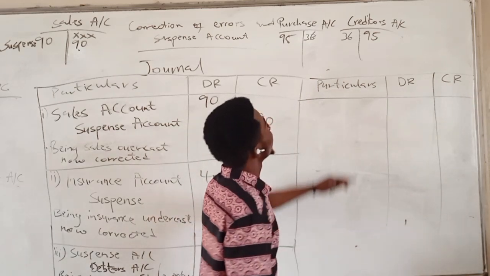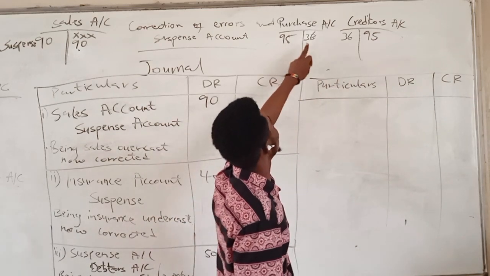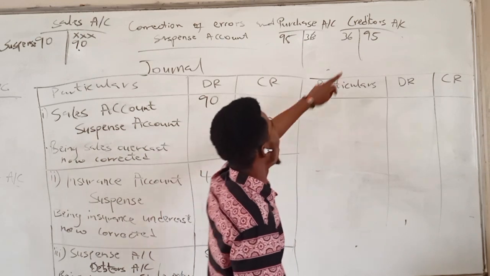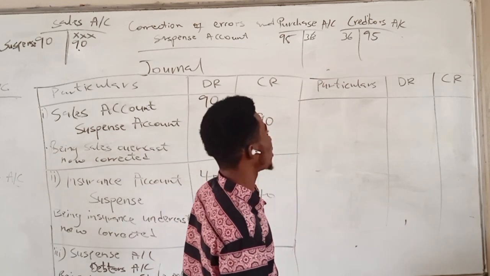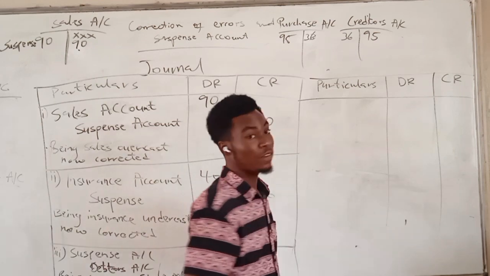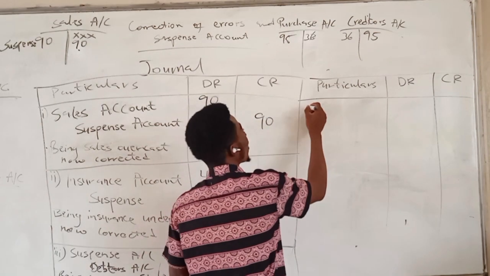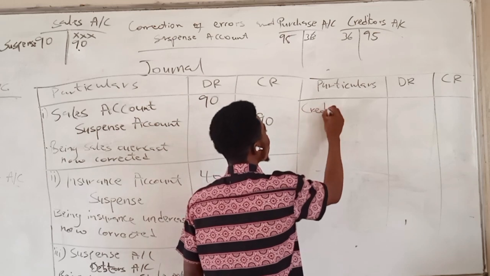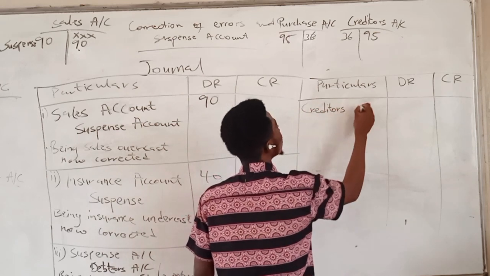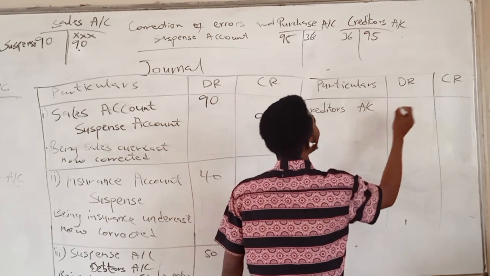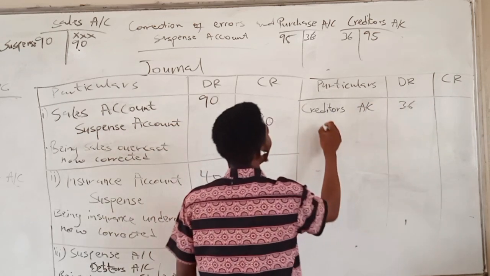So now purchase was credited by 36 and creditors was debited with 36. So the creditors will be first because we are going to report the debit side first. So we have this creditors account, which is what? 36. And then purchase account.